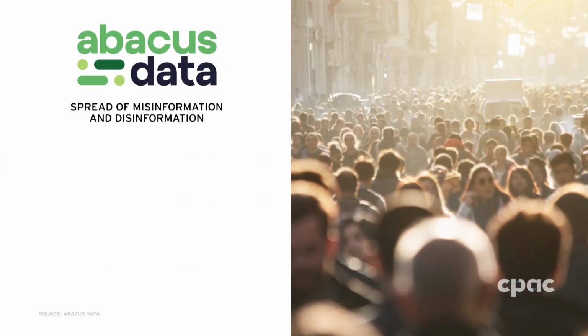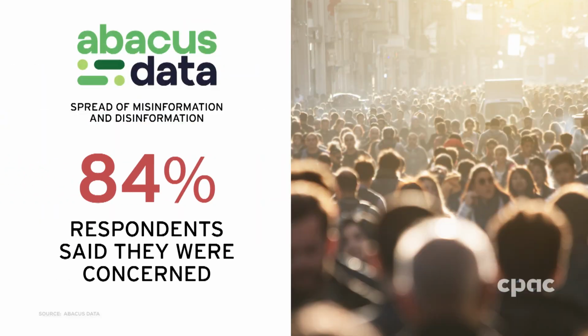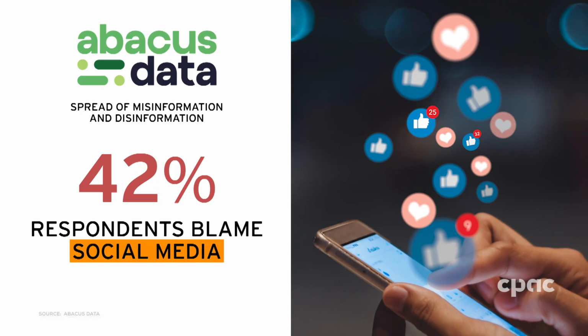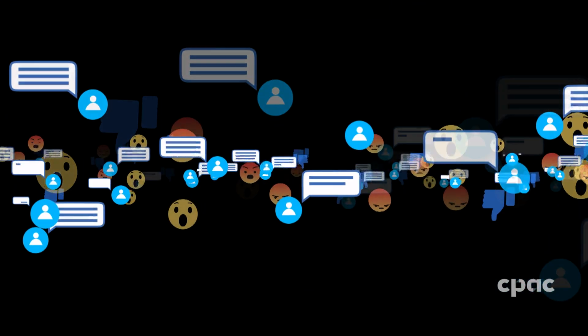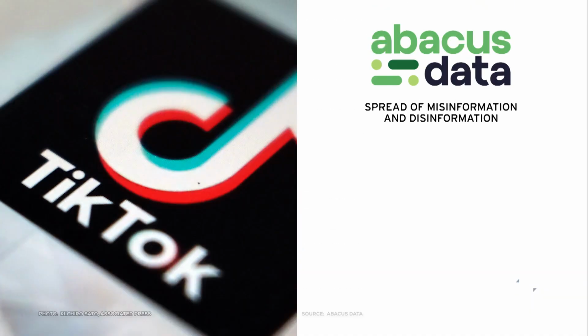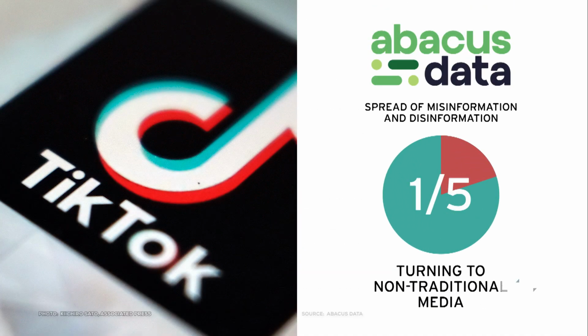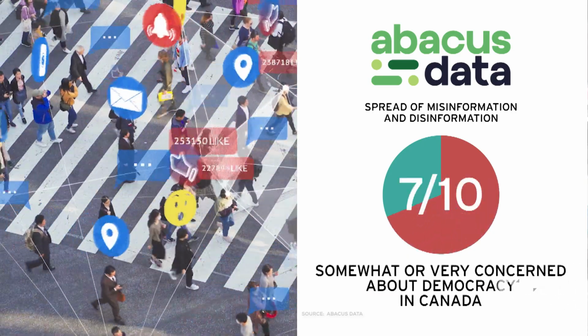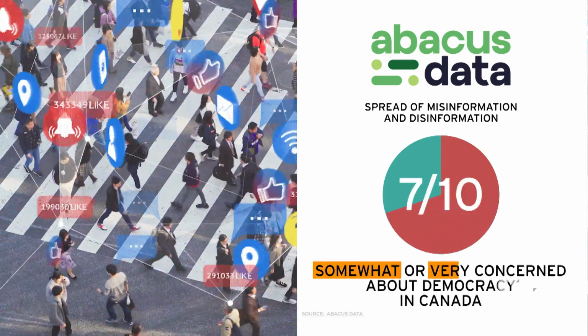In an Abacus data survey commissioned by CPAC, 84% of respondents said they were concerned about the spread of misinformation and disinformation, with 42% blaming social media for spreading it. As concerns increase about the spread of misinformation and disinformation, 1 in 5 Canadians are turning to non-traditional media for their news, and more than 7 out of 10 respondents were somewhat or very concerned about the state of democracy in Canada.